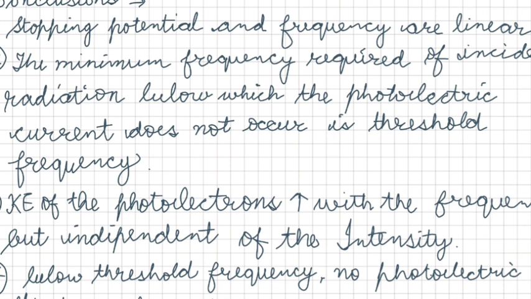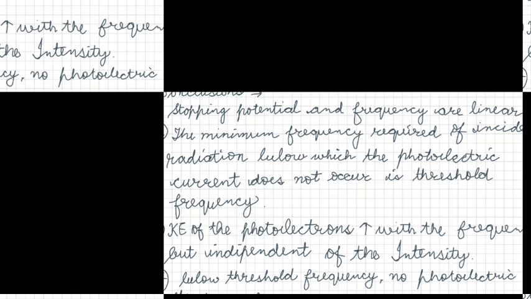Point 4 says that we require at least a threshold frequency after which we can observe the photoelectric effect, because the minimum frequency required for photoelectric current is the threshold frequency, and below that we cannot observe the photoelectric effect. Students, we already know one equation, which is energy equals Planck's constant multiplied by the frequency, E = hν. Here we see a direct relationship, that is, energy is directly proportional to frequency. So the frequency of light will directly affect the energy and the photoelectric effect also.